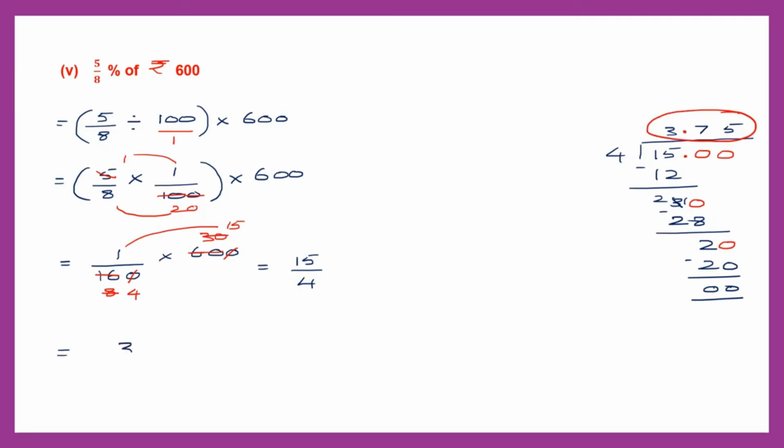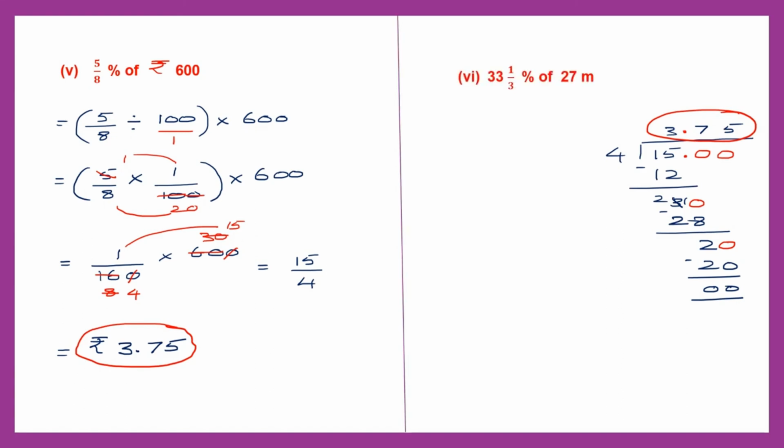Our answer is 3.75. Now what about the unit? Go back to the question. 5 by 8% of 600 rupees. So the answer will have rupees as the unit. So the unit here is rupees. So what is our final answer? 3 rupees and 75 paise. So this is our final answer.